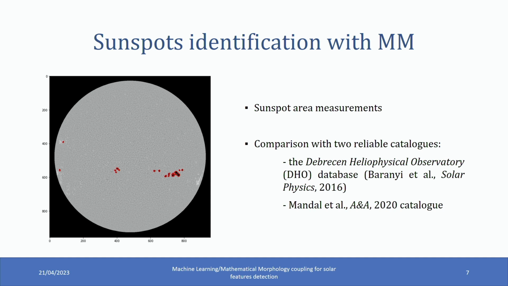But first, we have applied it to simpler solar features like sunspots. So we have applied mathematical morphology to identify sunspots over an entire solar cycle. And visually, we can see that it looks fine, but we need to find a way to validate the method quantitatively. So for that, we have measured the sunspot areas, and we have compared with two well-established solar catalogs, the Debrecen Heliophysical Observatory database, which is very reliable because the areas have been found manually. And also we have used Mandel et al.'s catalog, which is also very reliable because it cross-validates different areas from different observatories.